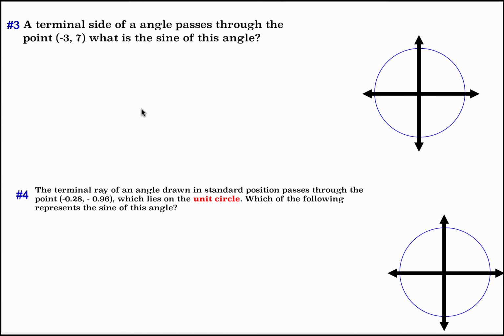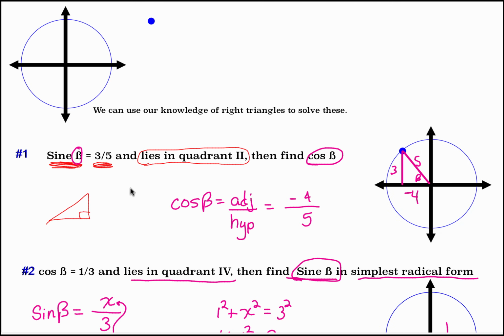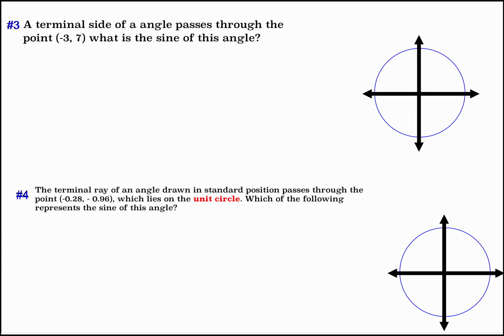All right, number 3 here. A terminal side of an angle passes through the point negative 3, 7. What's the sine of this angle? Wow, they didn't give me any information like they did over here where they told me exactly what the sine or the cosine of the angle was. So I have to create everything for myself now.